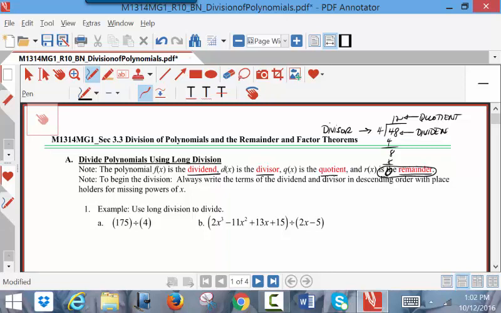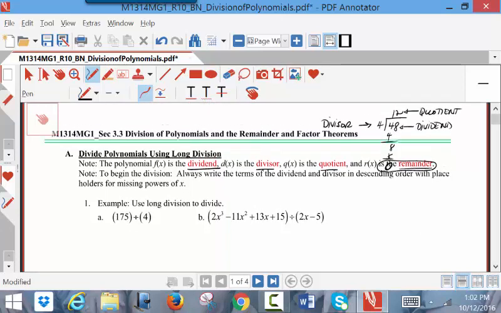So there are the names of all the pieces of division, and this is referred to as long division. There are all the names of the pieces when we do long division. So I'm pretty sure you know divisor and quotient. I know you know remainder. So it's that dividend piece that you might be a little new at.